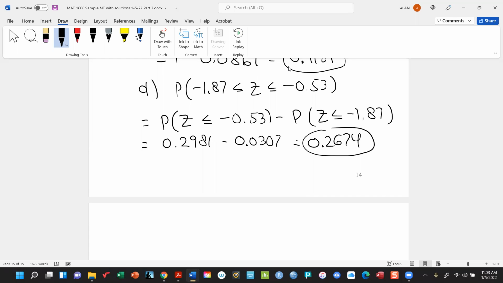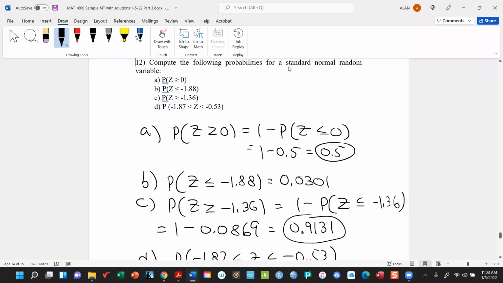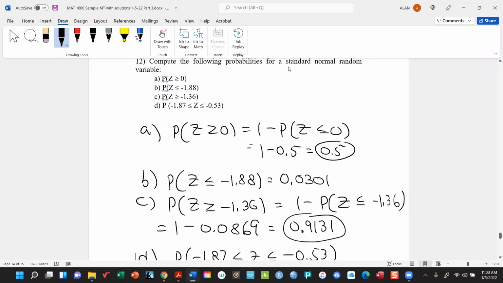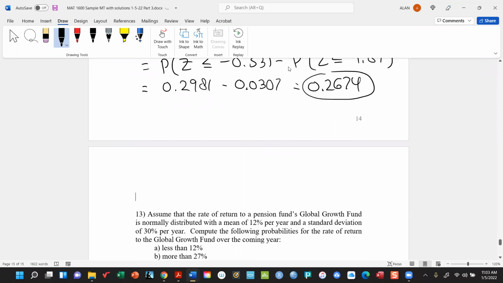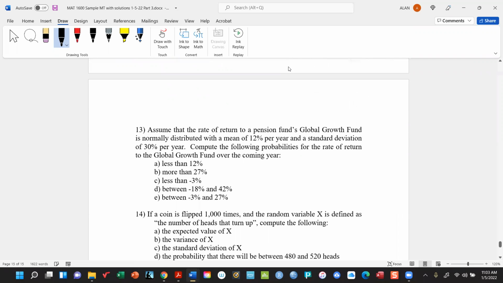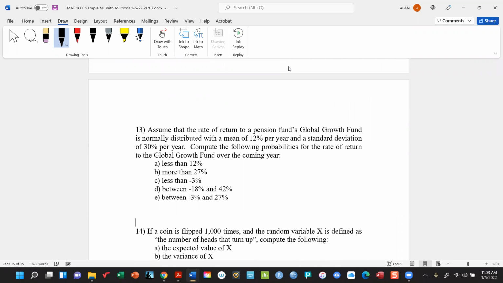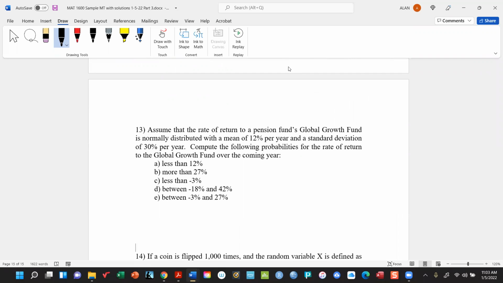All right. So we covered all the possibilities here. We've got a greater than or equal to, less than, and in between. All right. Now down here, we can see it already mentions the word normal. Right here. But if you notice, this is not the standard normal distribution. How do you know? Because the mean is 12% and the standard deviation is 30%.